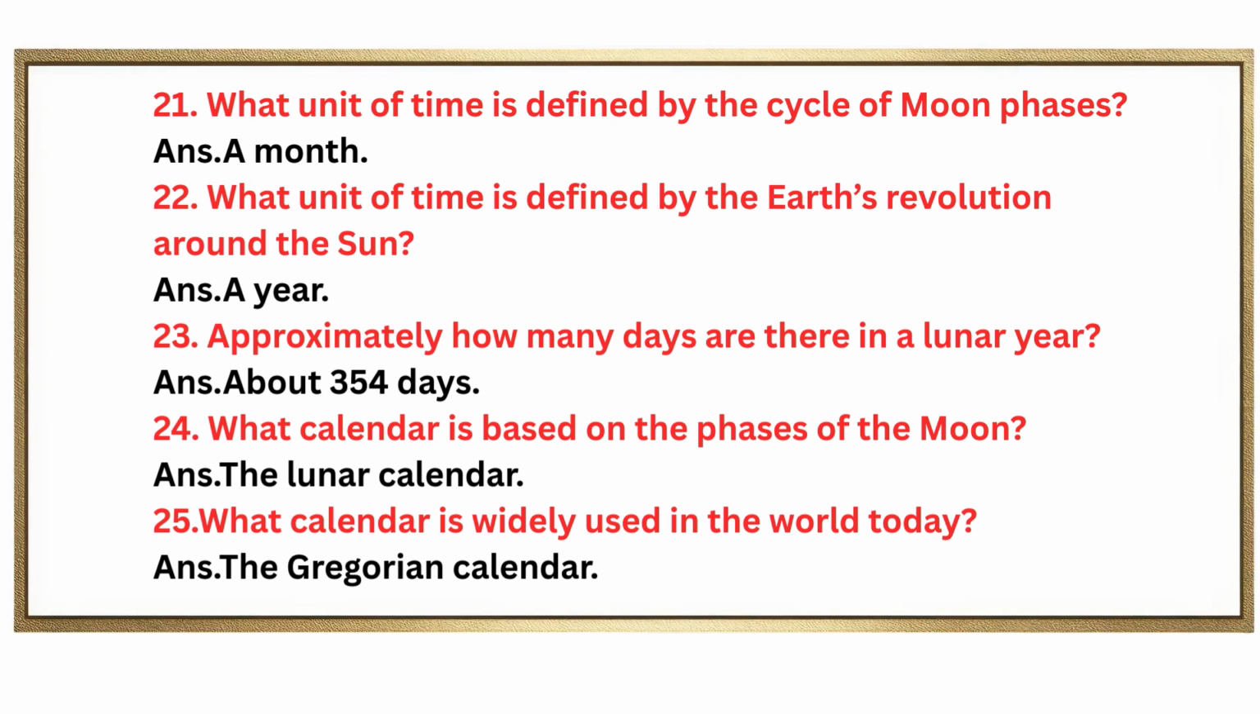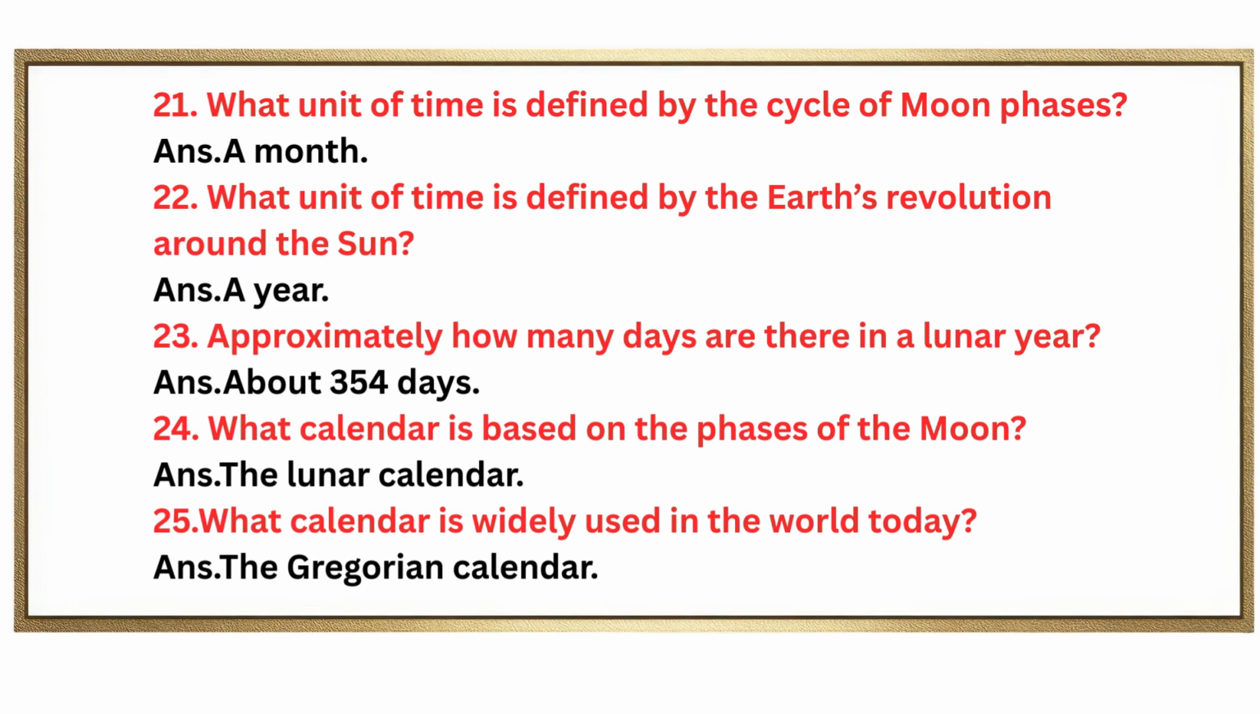Question number 21. What unit of time is defined by the cycle of the moon's phases? Answer. A month. Question number 22. What unit of time is defined by the earth's revolution around the sun? Answer. A year. Question number 23. Approximately how many days are there in a lunar year? Answer. About 354 days.